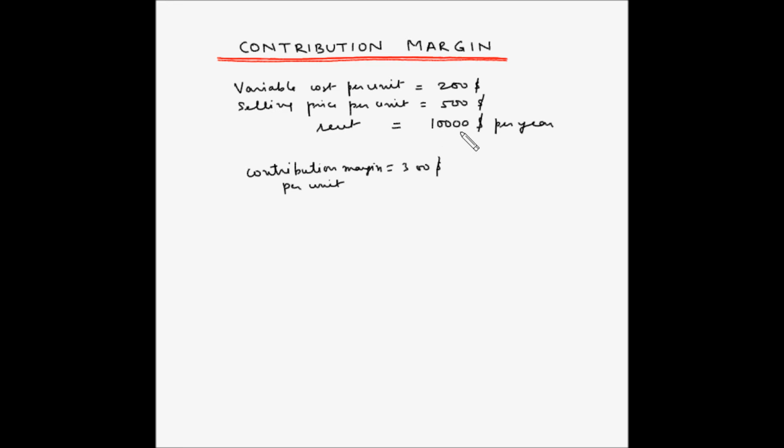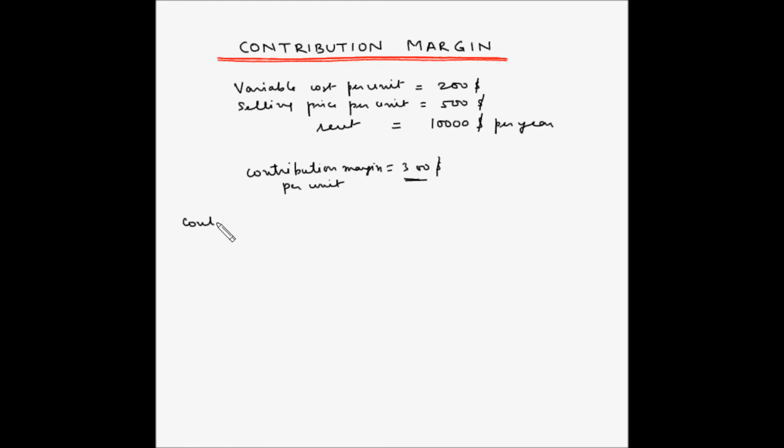So if you divide 10,000 by 300, you will get the number of PCs to be sold in order to cover the entire fixed cost. And after the entire fixed cost has been covered, this contribution margin will become our profit. So per PC, $300 will be our profit after we have recovered the entire fixed cost.